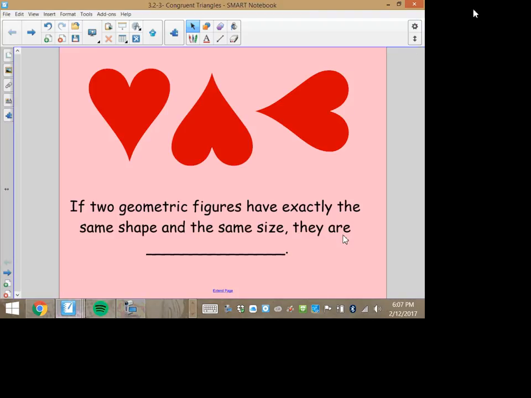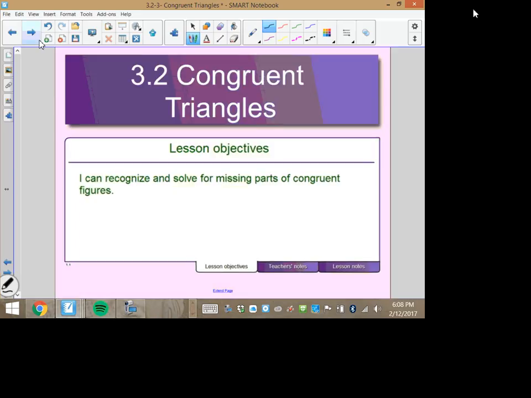Hello all. So this year we are doing the lesson on Valentine's Day. So if two geometric figures have exactly the same shape and the same size, they are what? They are congruent. And you guys have heard this word before, so it shouldn't be anything foreign. But when you hear congruent, you should think the same or equal. So you can see that these are the same size, they're just rotated a little differently. They're still congruent. So today, we will be talking about congruent triangles, and you'll be able to recognize and solve for missing parts of congruent figures.